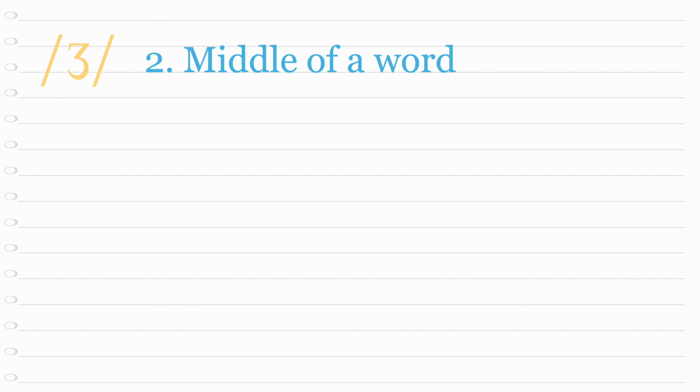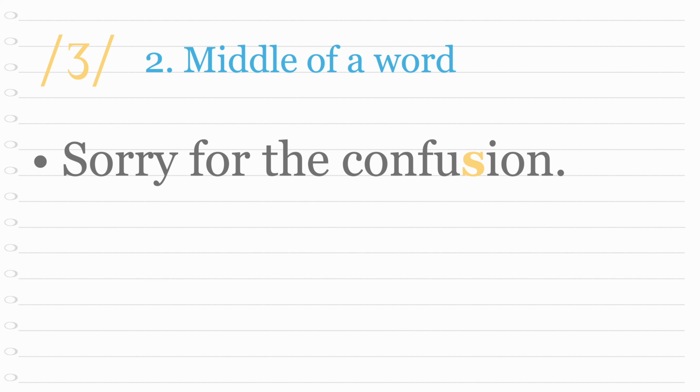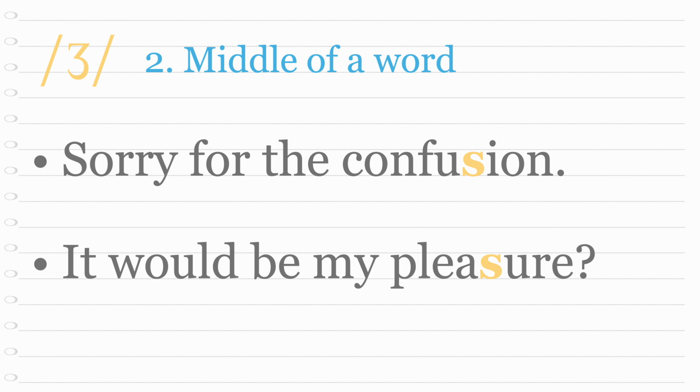Now we'll move on to j in the middle of a word. Sorry for the confusion. Confusion. Very smooth. Confusion. Please repeat. Sorry for the confusion. Next. It would be my pleasure. Pleasure. Very smooth. This phrase is a very polite way to say, I'd be happy to do that for you. I'd be happy to help you. Please repeat. It would be my pleasure.